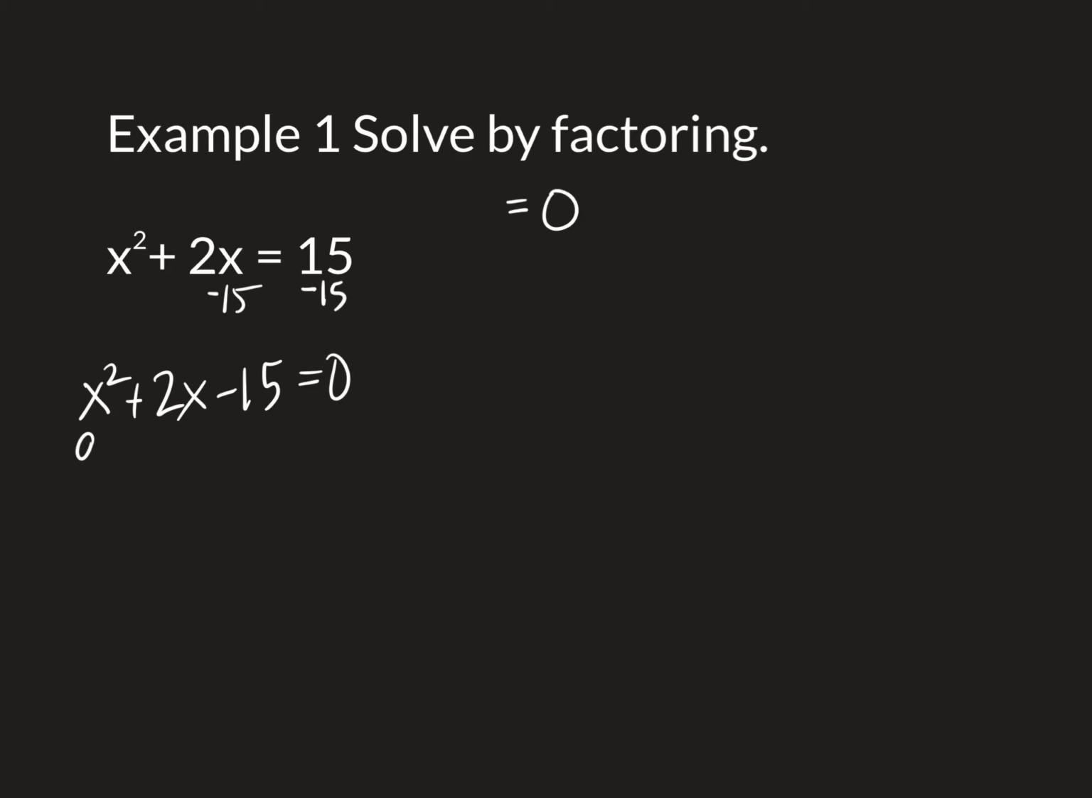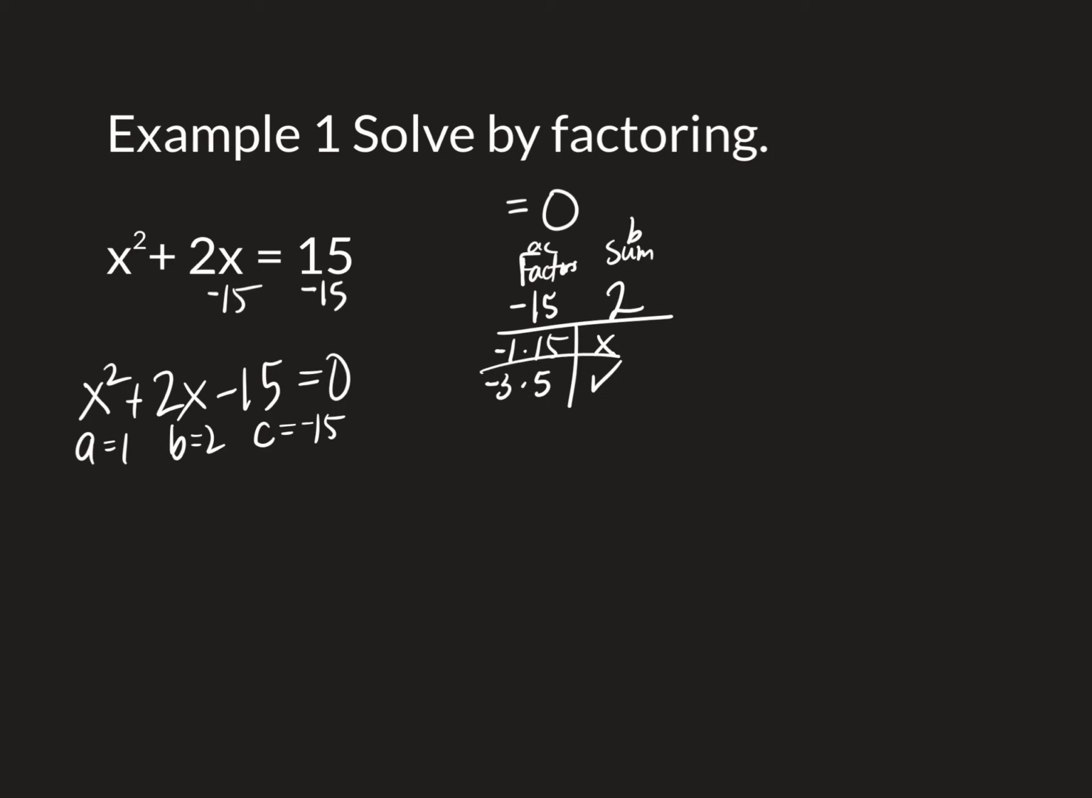Then I'm going to name A and B and C. Factors of A times C that will give me a sum of B. So factors A times C and sum of B. So that means one's going to be positive, one's going to be negative because I want a negative product, and the bigger number is going to be positive. So negative 1 times positive 15 does not give me 2. Negative 3 times positive 5 does give me 2. So this is what works.